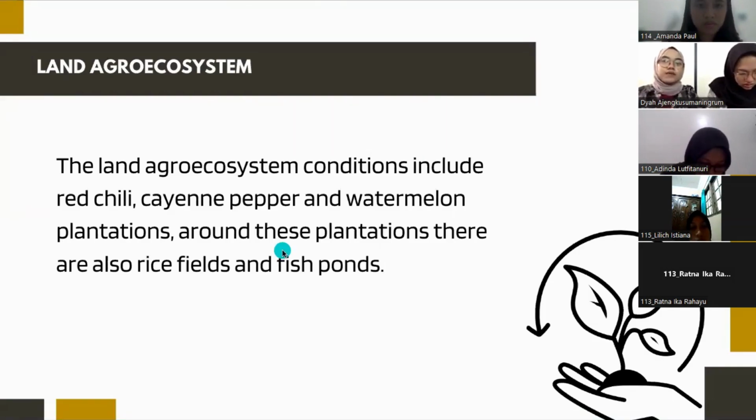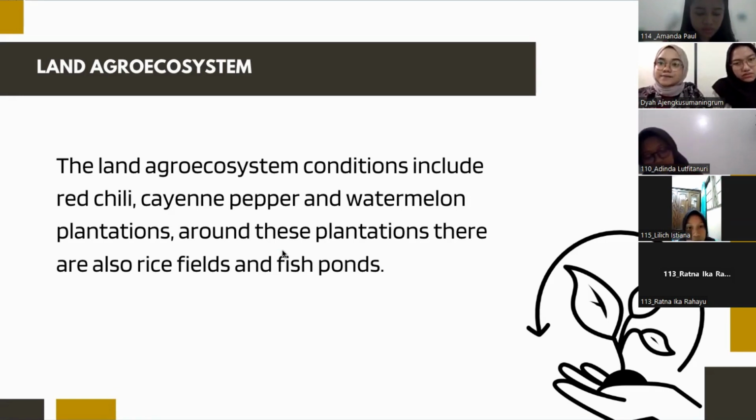Okay, the last but not least, land agroecosystem. The land agroecosystem conditions include red chili, cayenne pepper, and watermelon plantation, and rice fields too. And there are fish ponds.